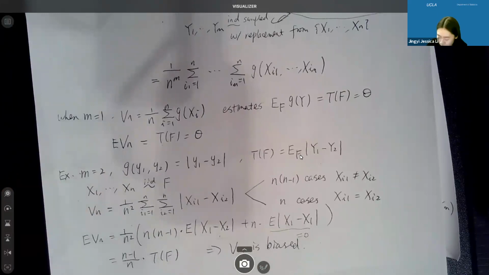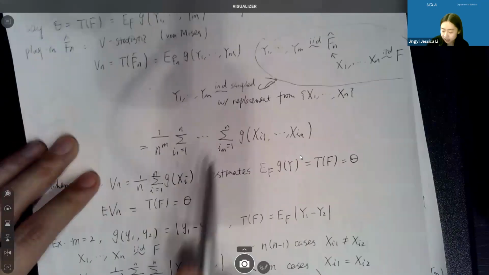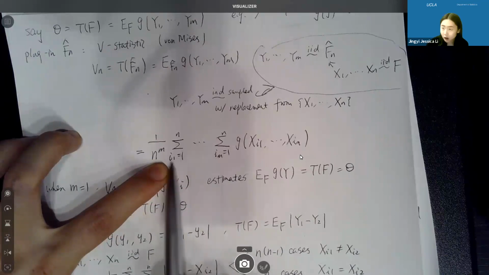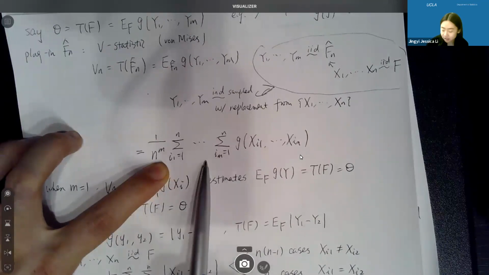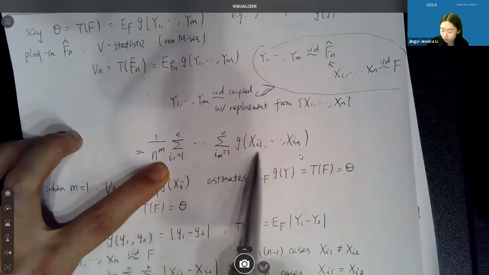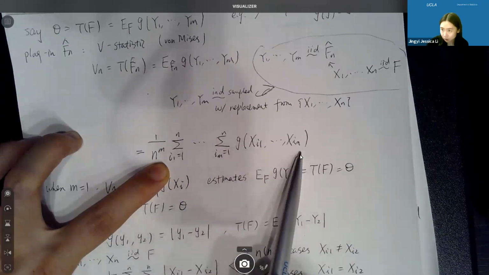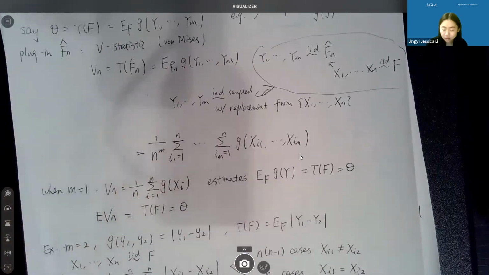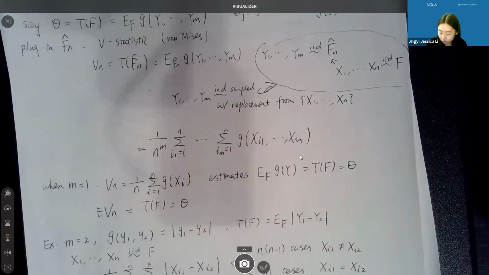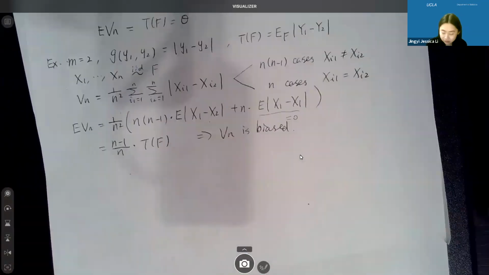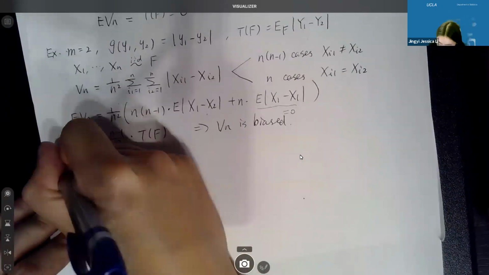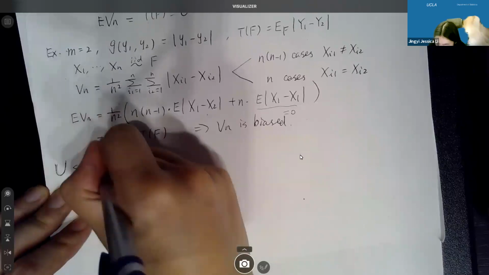So if we restrict ourselves, in this definition, to force that here the I1 to IM, these M indices are not equal to each other, then we can make sure there will be no repetition in the M arguments of G. So we can reduce the bias. We can remove the bias. So that's exactly the motivation to develop the U statistic from the V statistic. So the U statistic is defined as the unbiased version.